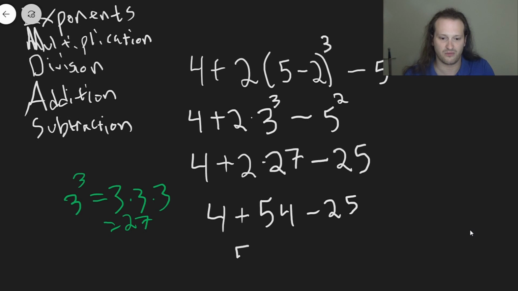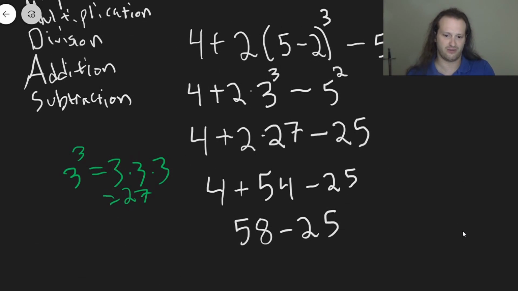So 4 plus 54 is 58 minus 25. And then 58 minus 25 is going to be 33. Yes. Cool, and then that's our answer.